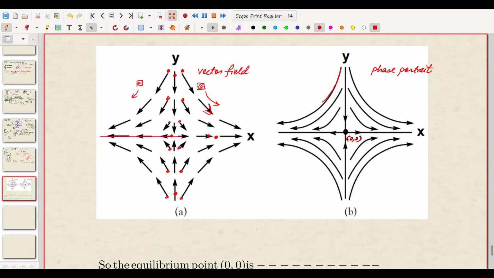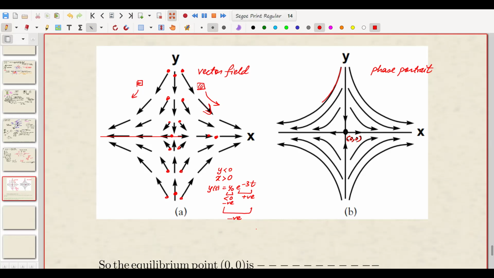Suppose you are in the fourth quadrant, where y is less than 0 and x is greater than 0, and you had the solution y of t as y naught e to the power minus 3t, if I'm correct. So what will happen? y naught is a negative quantity. This will always be positive. So the whole quantity is always negative. But you can see these values are decreasing as time increases, this is becoming less and less.